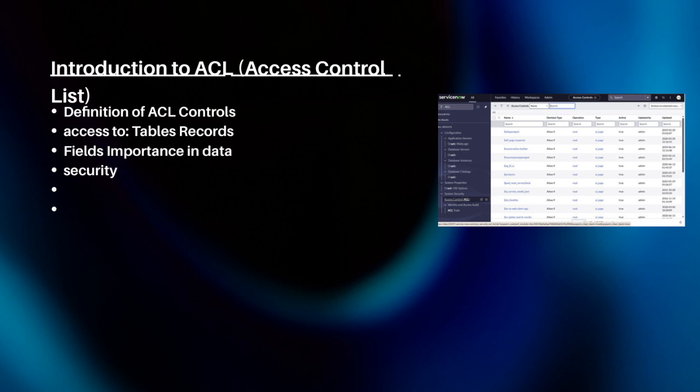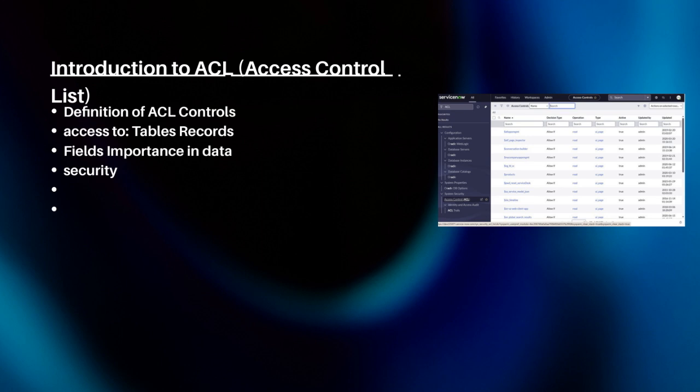database. It helps us define exactly what each user or role is allowed to do, whether it's reading data, modifying records, or updating specific fields. The importance of ACLs in data security cannot be overstated.